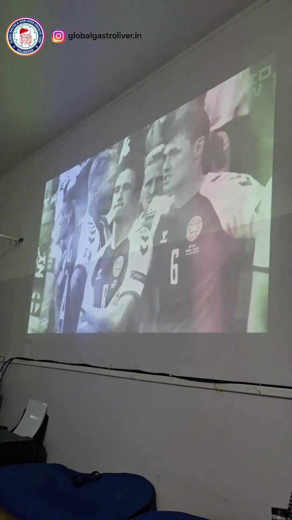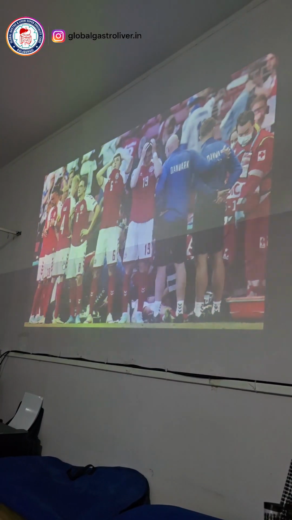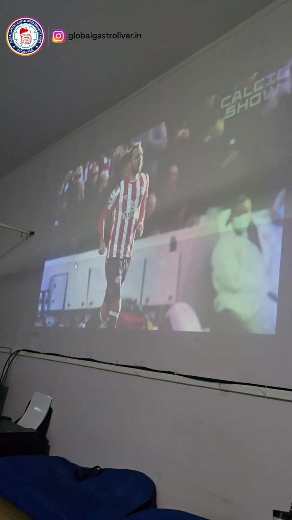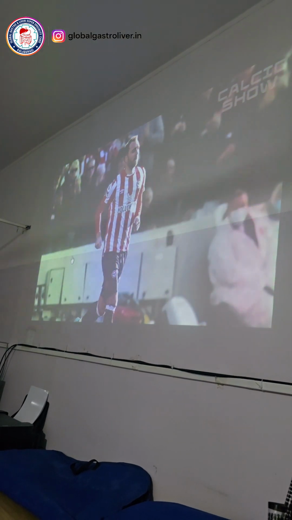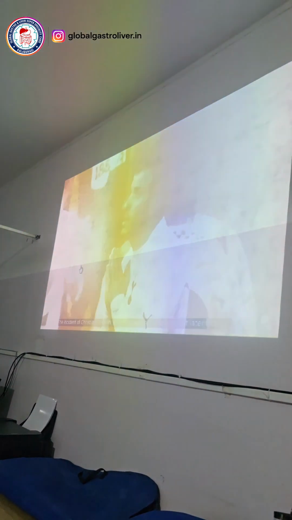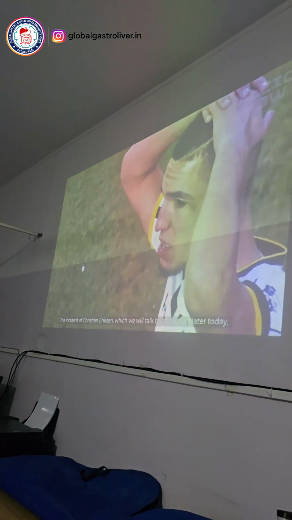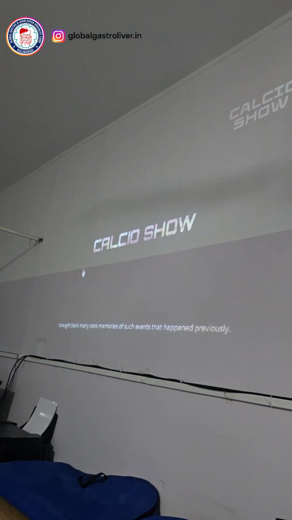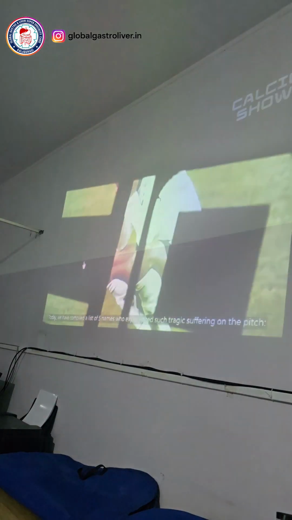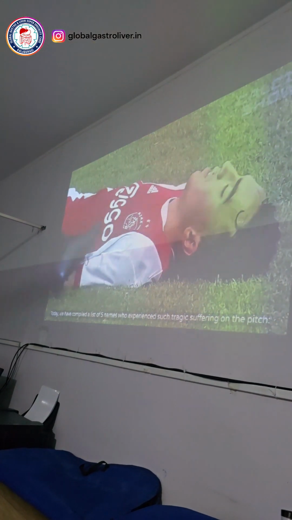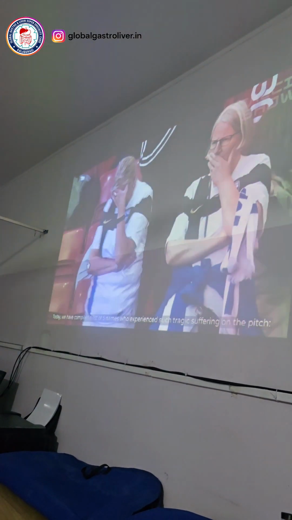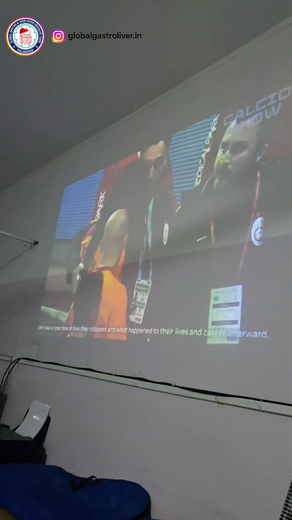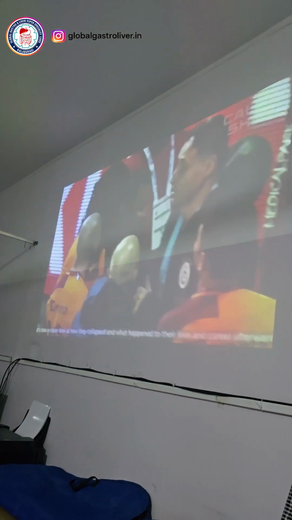Lives. Christian Eriksen, the Danish footballer who collapsed from cardiac arrest during his team's opening match in the Euros, is said to be in a stable and good condition in hospital. The incident of Christian Eriksen, which we will talk about briefly later today, brought back many dark memories of such events that happened previously. Today, we have compiled a list of 5 names who experienced such tragic suffering on the pitch. Let's take a closer look at how they collapsed and what happened to their lives and careers afterward.